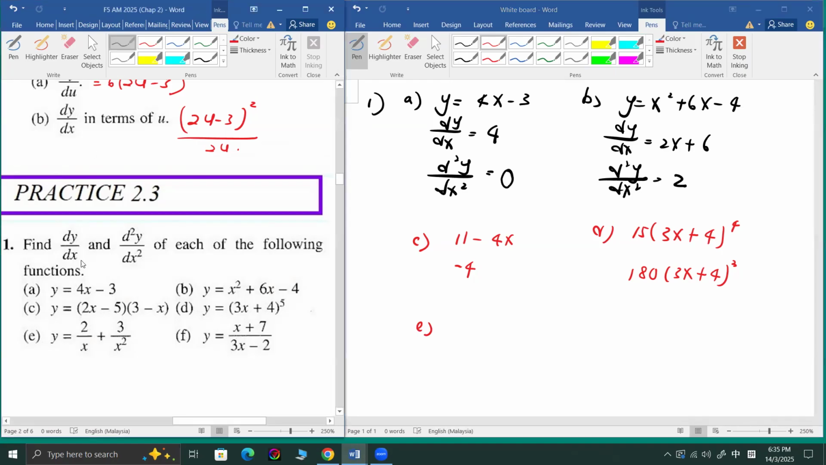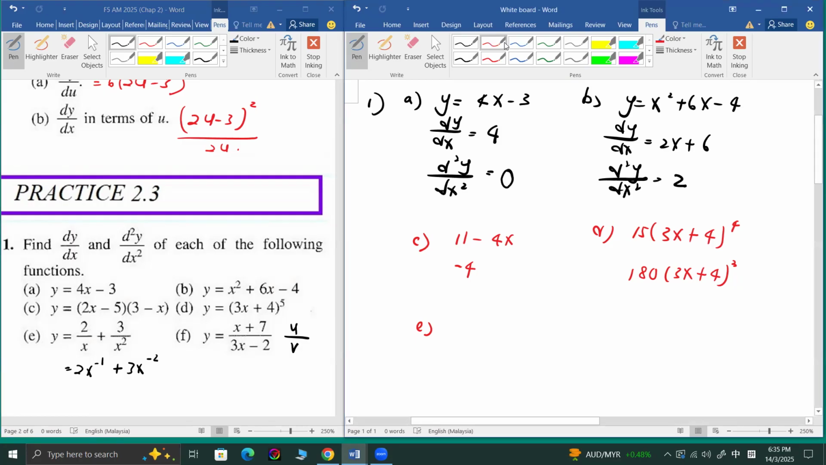Don't forget, this one, you bring it up. 2x negative 1 and 3x negative 2. Then later on, only you put it back. And this is the U per V method. U per V means copy bottom, differentiate top, minus copy top, differentiate bottom, and square the bottom, yeah? Okay, so E and F also I write the answer to show you.